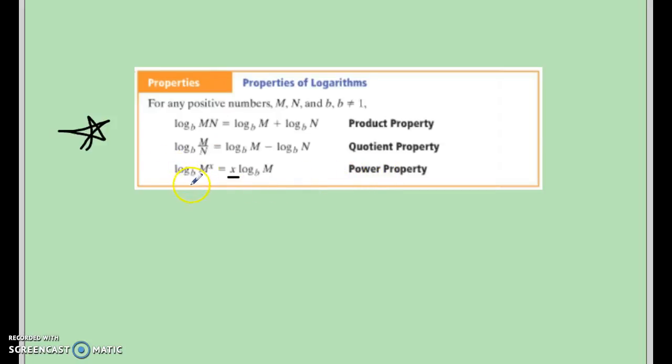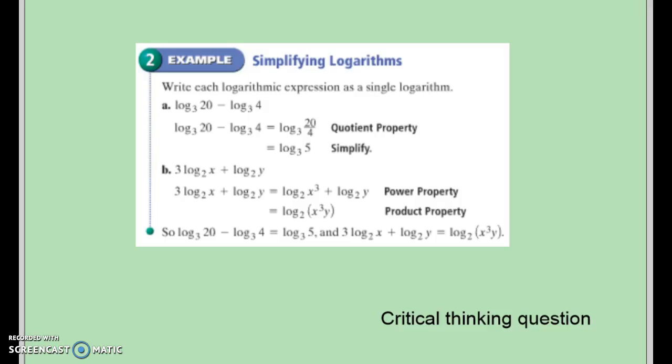And then my third property is the power property. If I have log base b of m to the x, I can take that exponent and rewrite it out front as a term that's multiplying. And also, if I see something out front being multiplied, I can move that back up into the exponent. So let's look at some examples of this.